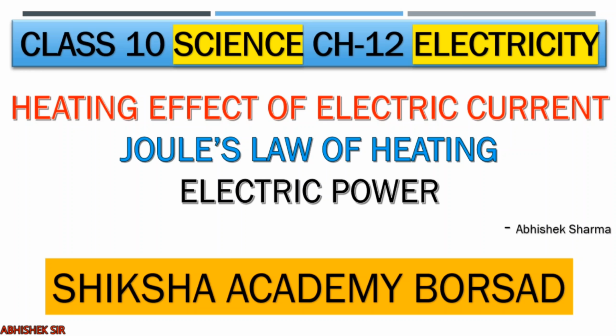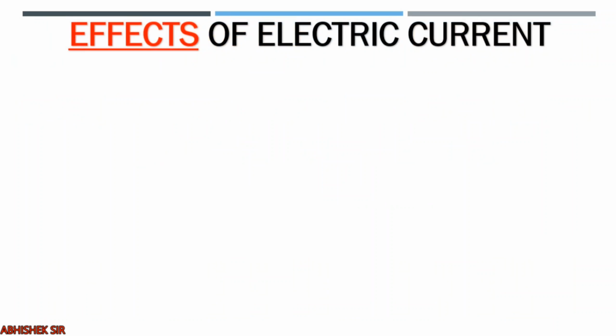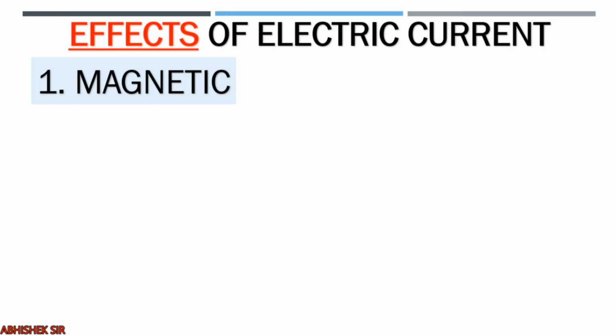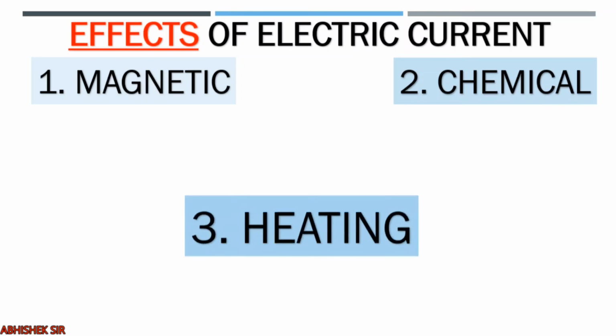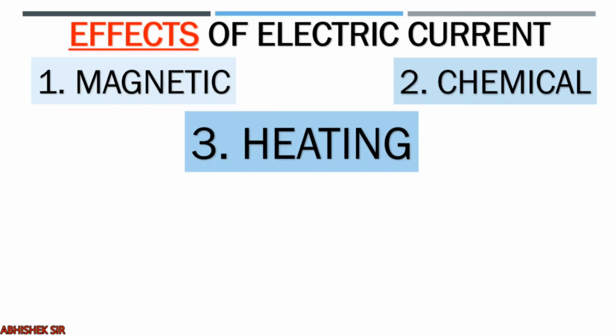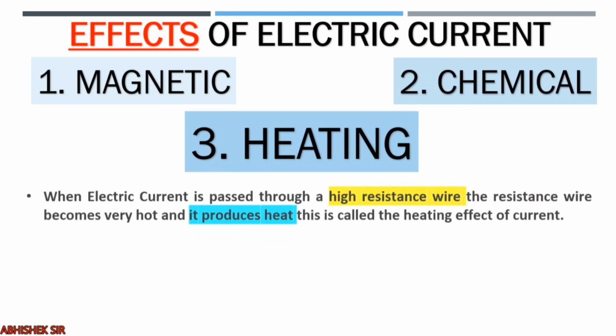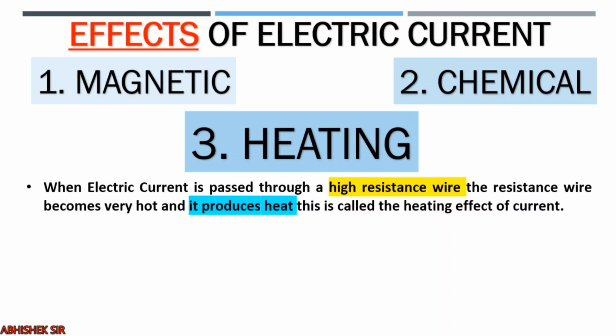So let us start with what we have previously covered and cover the next topic, that is, effects of electric current. In the previous videos and also in previous standards we have learned that there are many effects of electric current, which include magnetic effect, chemical effect, and finally heating effect. All these effects can be produced by electric current, but in this video we will specially talk about the heating effect. So what is heating effect and how is it produced?